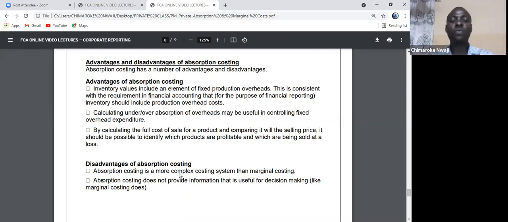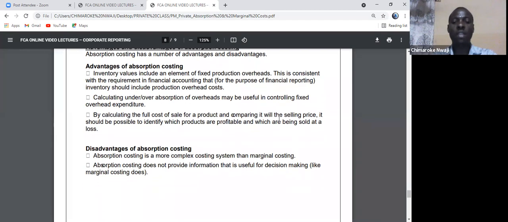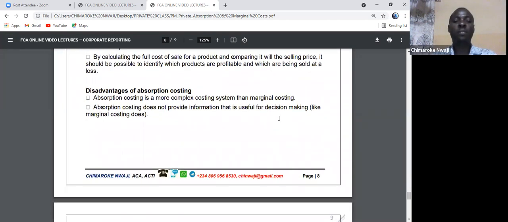By calculating the full cost of sale of a product and comparing it with the selling price, we should be able to identify which products are really profitable and which ones are being sold at a loss. So when we are using absorption costing, we will know which product is profitable and which one is going at a loss. Now, what about the disadvantage?